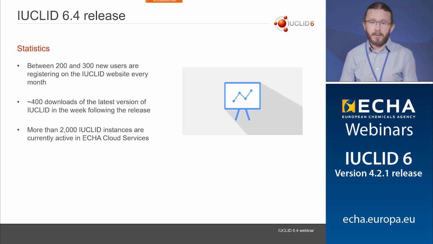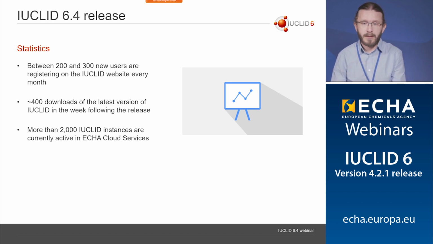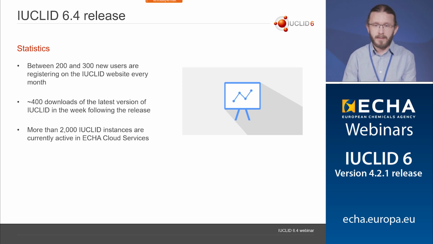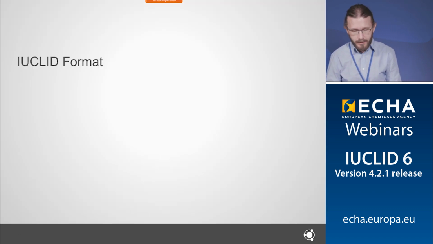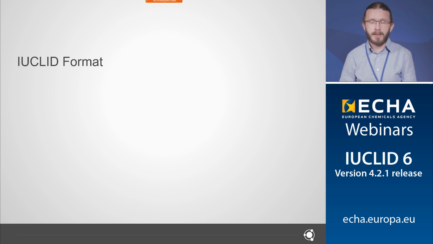In total, also in our ECHA Cloud services, we are providing more than 2,000 Euclid instances to REACH and CLP users. So it gives you an idea of the number of Euclid users and the size of the Euclid community. So let's move on to the Euclid format.